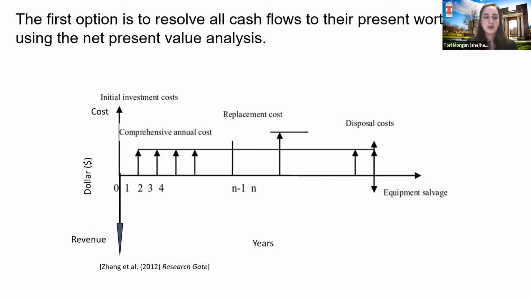you'll get the same answers. So here, they look at initial investment cost, and then they have cost over time, such as replacement, and then they have disposal cost. And then they look at their revenue from the start and then equipment salvage at the end. Next slide.